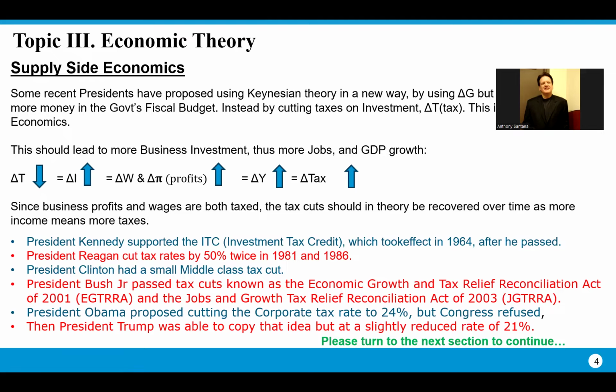So despite the fact that both parties in the US constantly argue about many, many things, we have to recognize that both parties have tried this in the past. Usually the better presidents try this. President Kennedy had an ITC, investment tax credit, which gave businesses 10% credit on their taxes if they invested more in the economy. And so it wasn't very generous.